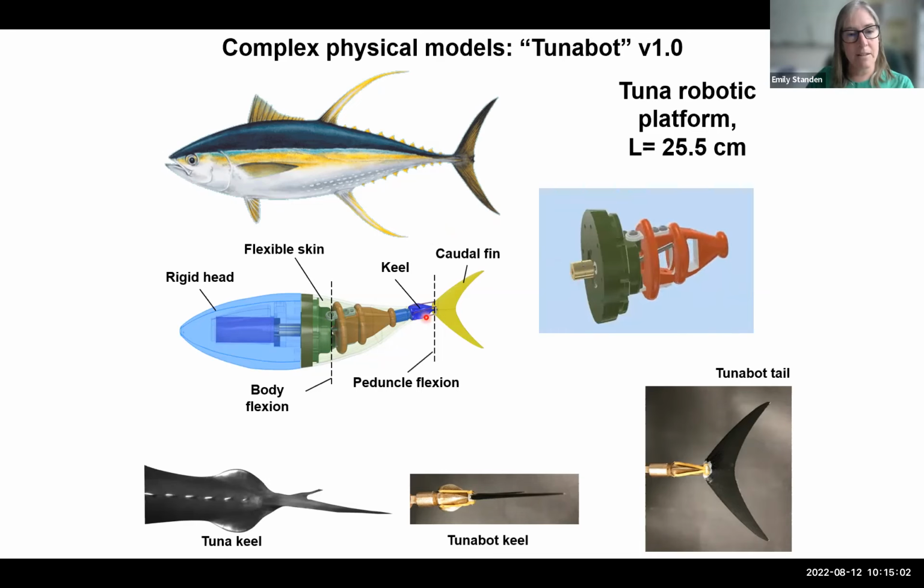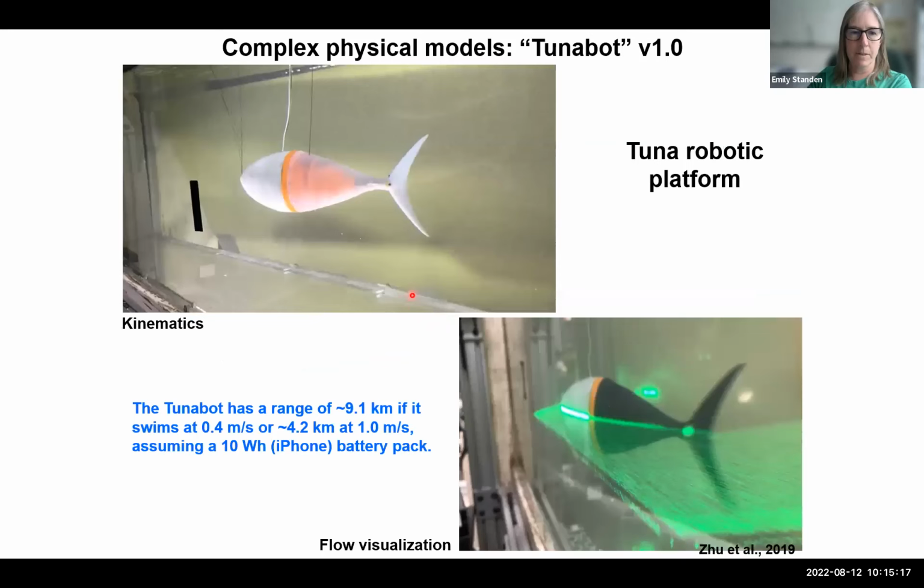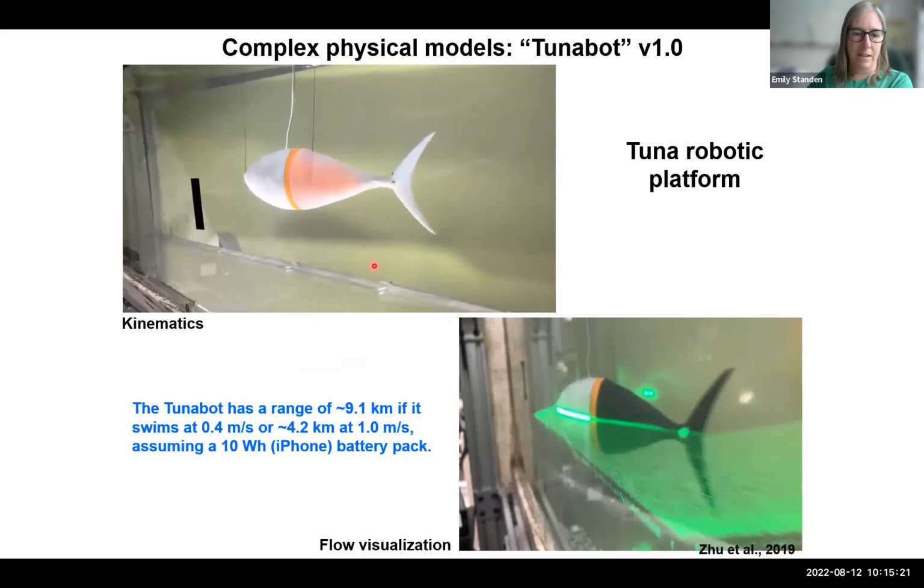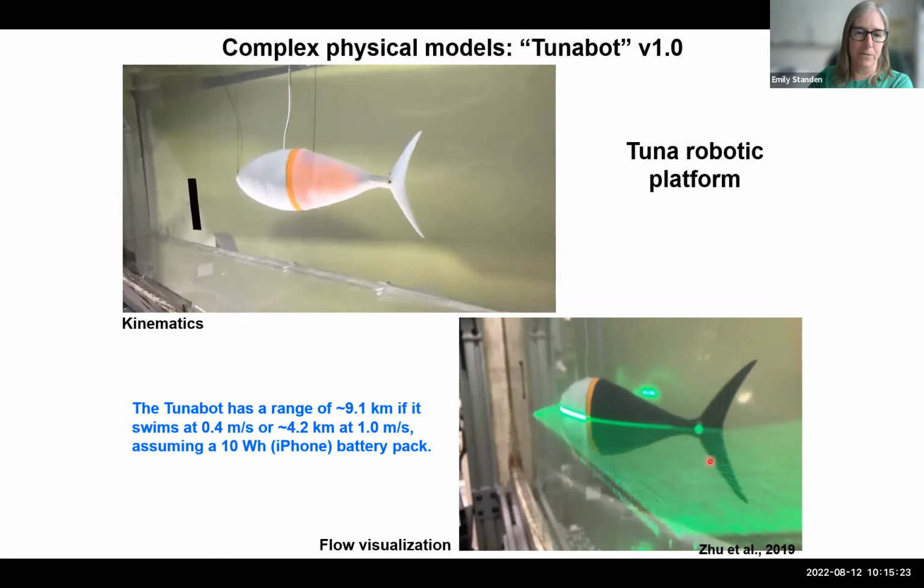But in this tuna bot version 1.0, the goal was to create an autonomous robot that can swim and emulates the shape of the tuna tail. And so here are some examples of it swimming in the flow tunnel. You can see it's pretty effective.